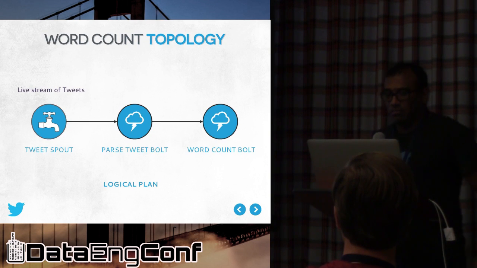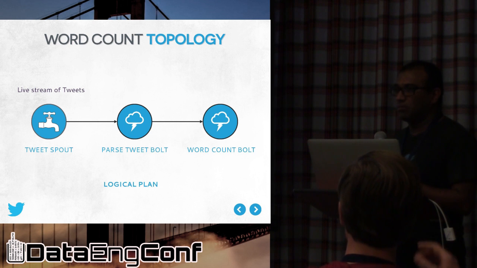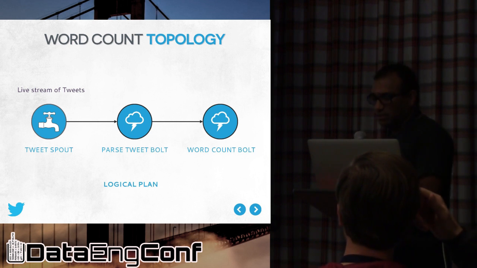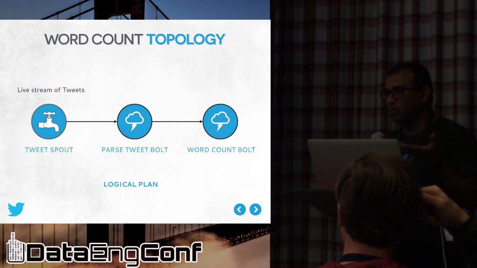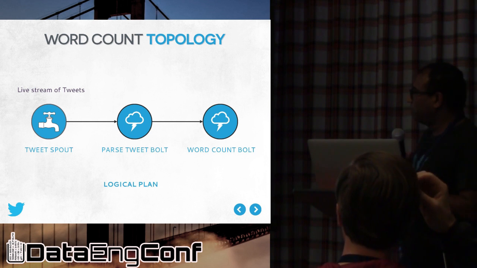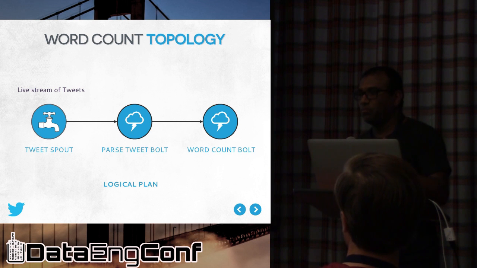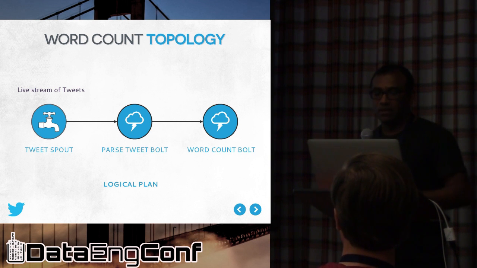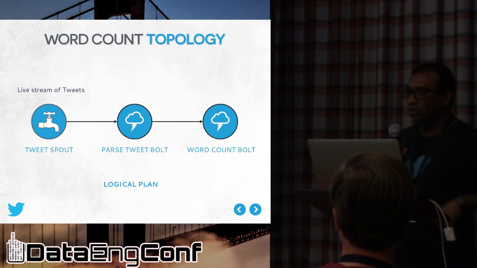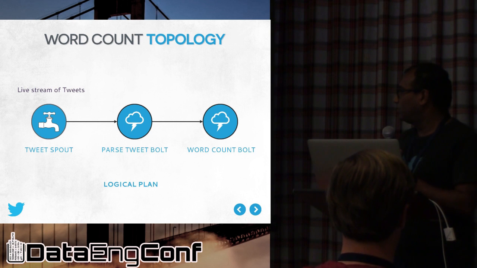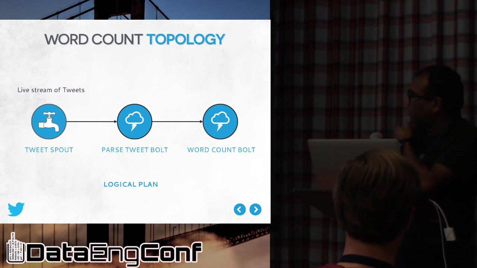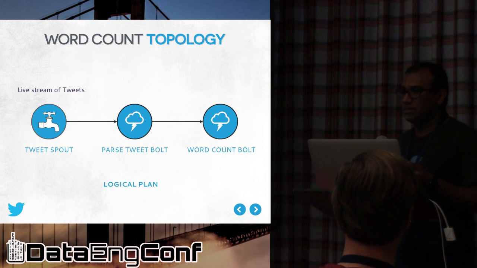So to give a concrete example, in the traditional streaming world, you have this notion of a word count topology. Essentially, if you have a live stream of tweets and you want to count the number of words on that live stream, you write a tweet spout that taps into the Twitter firehose. Then you take the tweet, parse it and break it into words. Once you have broken the tweet into words, you send it to a word count bolt that actually counts the words. The word count bolt will spit out how many words are occurring every second or every few seconds, depending upon how you are configured.